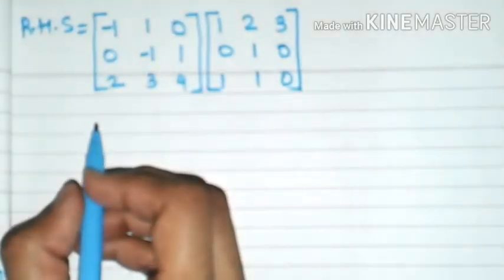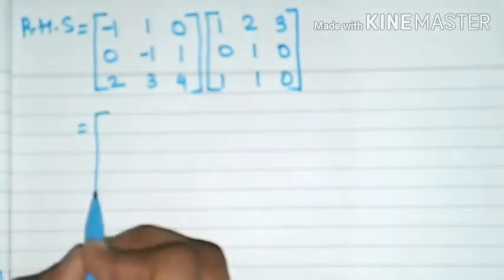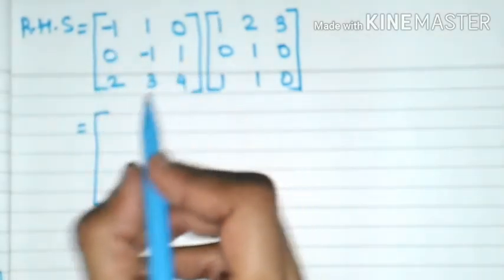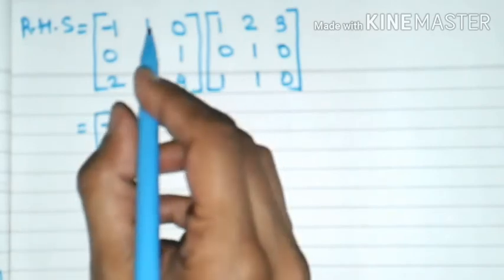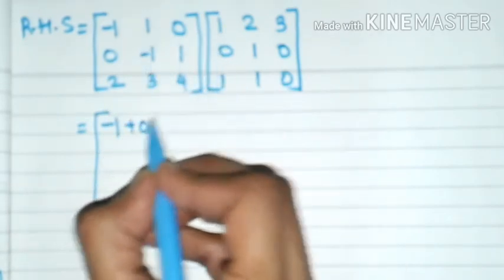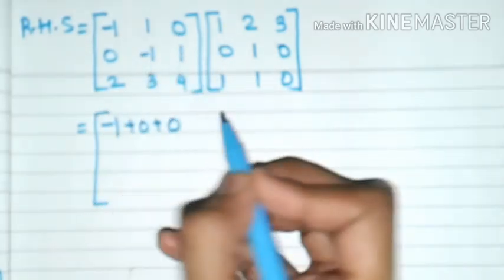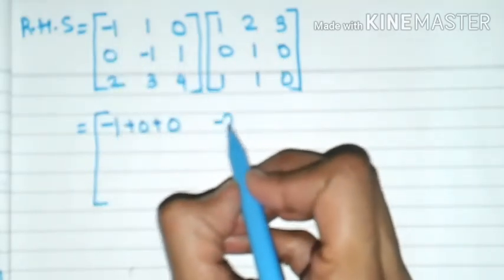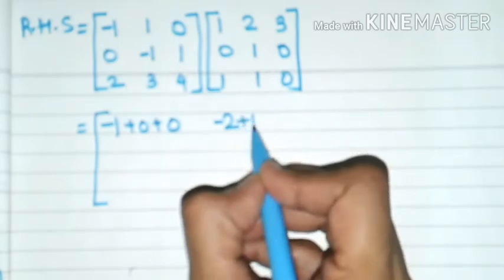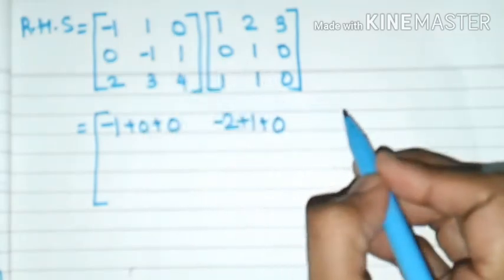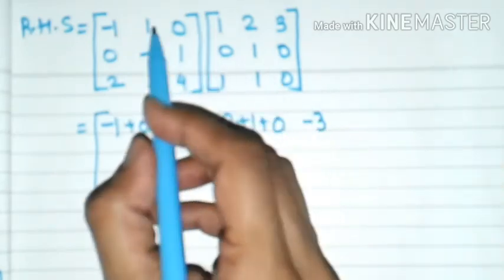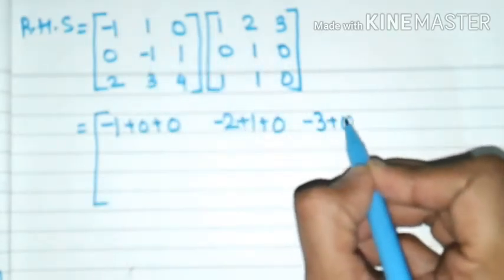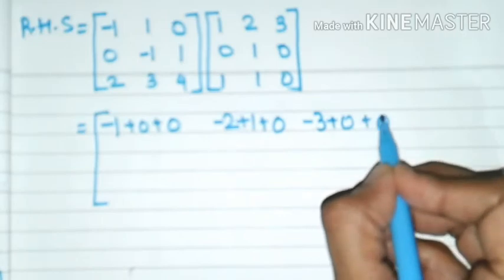Now friends, the right hand side, let's do the multiplication. The first row, first column entry will be minus 1 into 1, which is minus 1, plus 1 into 0, which is 0. Again this is 0 into 1, so that is also 0. Now the first row, second column entry will be minus 1 into 2, which is minus 2, plus 1 into 1, plus 0 into 1. Now the first row, third column will be minus 1 into 3, which is minus 3, plus 1 into 0, which is 0, plus 0 into 0, which is again 0.